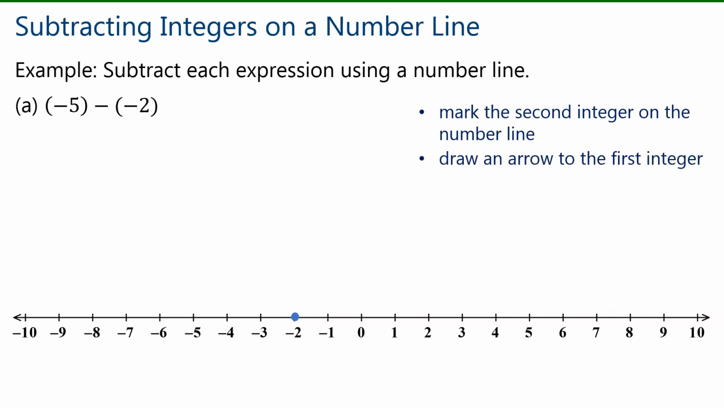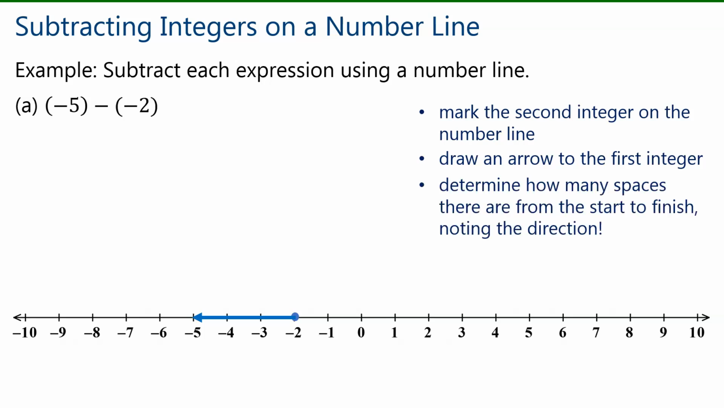Next, we'll draw an arrow to the first integer. Now our first integer is -5, so starting at -2, let's draw an arrow to -5 like this. Now to find our answer, we have to determine how many spaces there are from start to finish, noting the direction. So if I start at -2, I count 3 spaces to the left to get to -5, meaning our answer is -3.